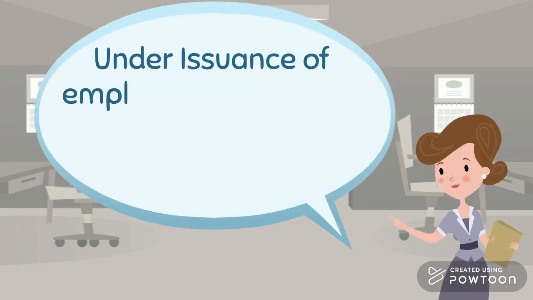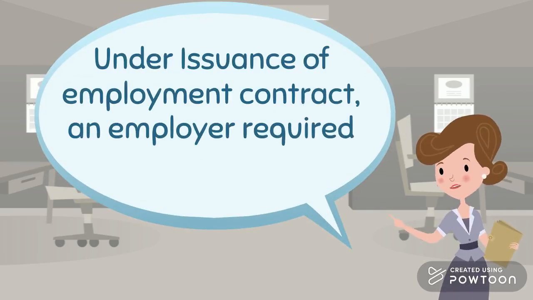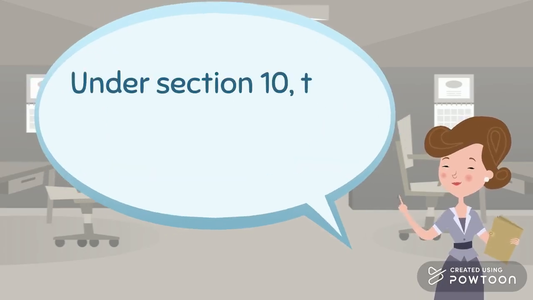Under issuance of employment contract, an employer is required to make a contract. Under Section 10, the contract must be in writing.